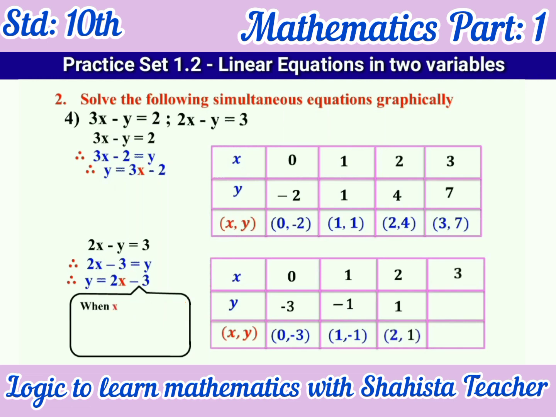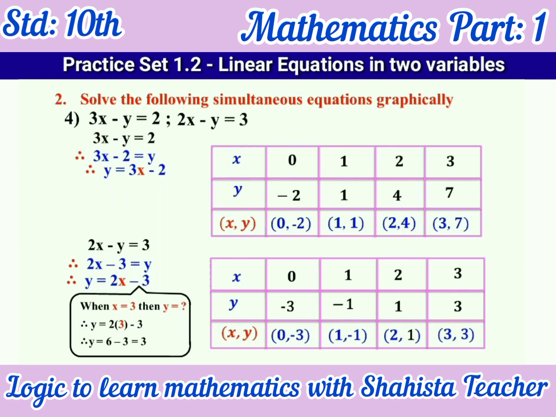Now the last box, x is equal to 3, then y is equal to question mark. We don't know the value of y. In the place of x we will put 3. So y is equal to 2 times 3 minus 3. 2 threes are 6, minus 3. 6 minus 3 is how much? Yes, 6 minus 3 is 3, positive 3. So x is 3 and y is 3. Both are positive numbers. So here we will put 3, 3.